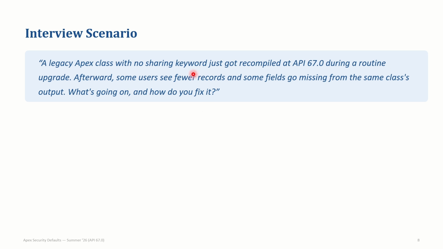So you may face this question. You had this existing class sitting in your system with no sharing keyword, nothing, and then you changed the API version to 67. Now, some users are complaining that they see fewer records as an output of the Apex class. They see less than before, some fields are missing, and everything is chaos. Now, what's going on here and how do you fix it?